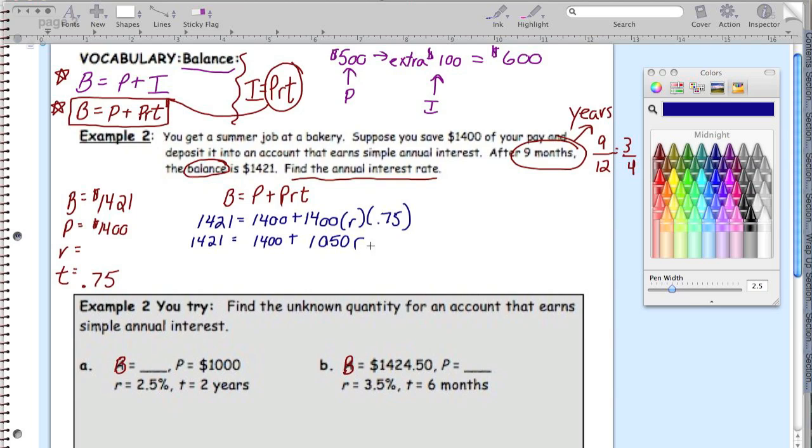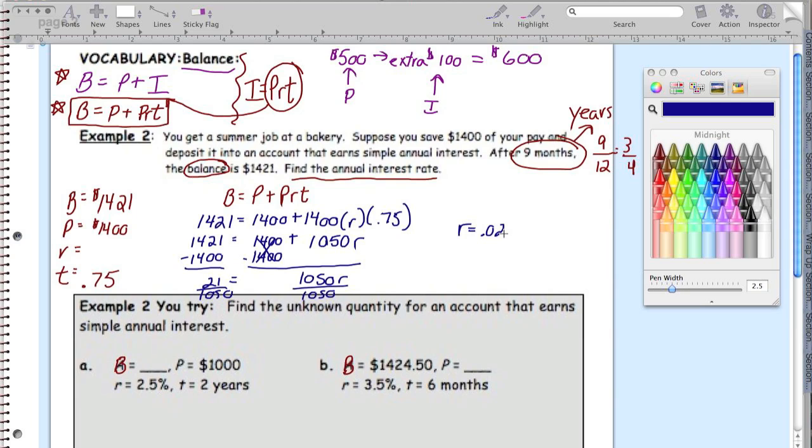So now I have this, and I am ready to get r by itself. It's a two-step equation from here. So I'm going to subtract 1400, subtract 1400. When I do that, my 1400s cancel, and I'm going to have 21 equal to 1050r. I want to get r by itself, so I divide by 1050, divide by 1050.